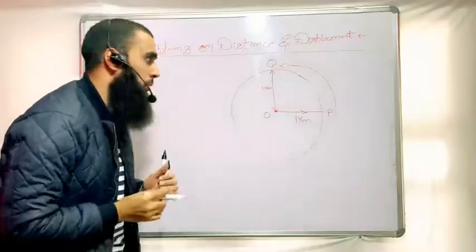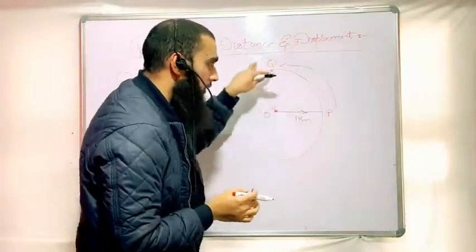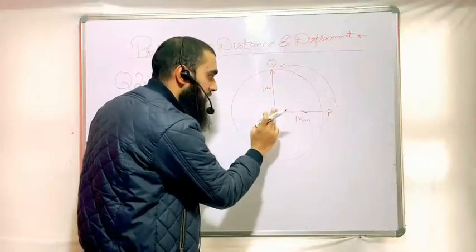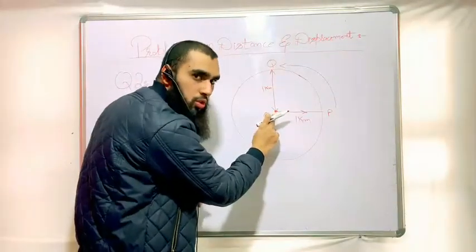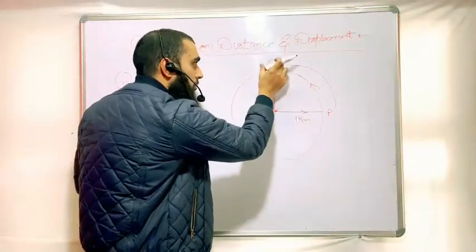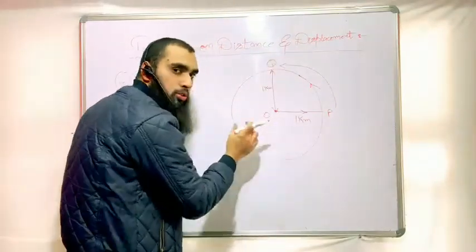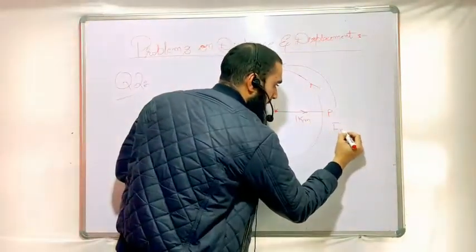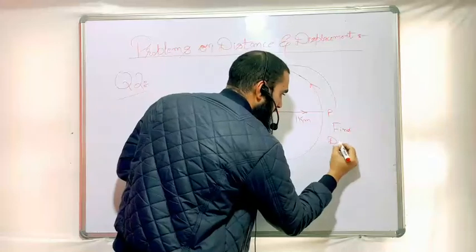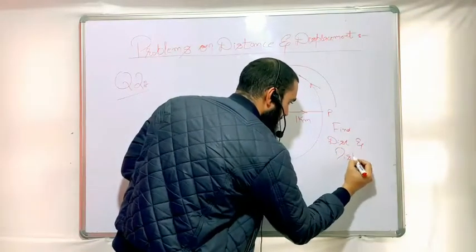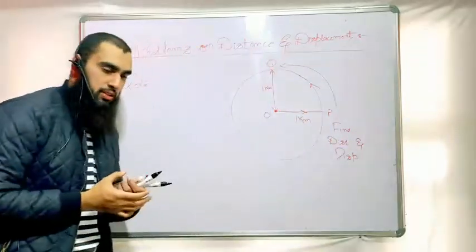So I'm repeating the question. Here we have a circular path of radius 1 kilometer. A cyclist starts his journey from point O to P, then from P to Q, moving along the arc, then from Q back to point O. The question is telling us to find distance and displacement. This is also a very easy question.